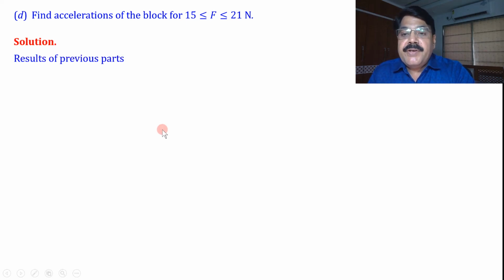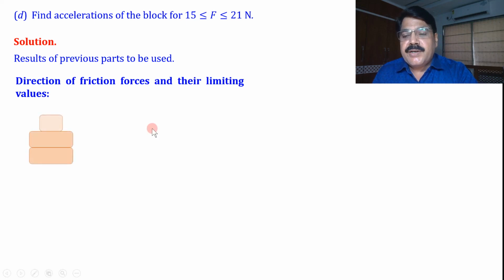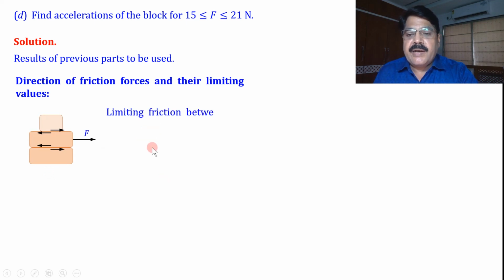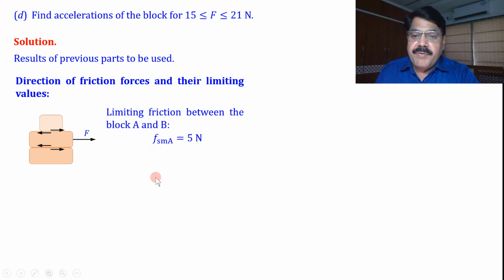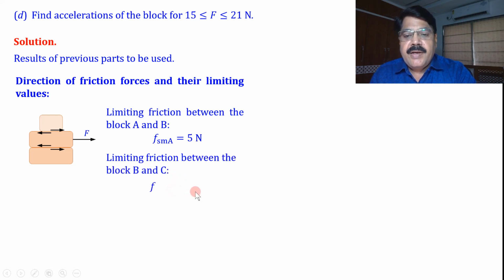Results of previous parts to be used. Direction of friction and their limiting values. I'm again writing them. So direction of friction is obvious, this way and that way. And limiting values, again we know that limiting friction between the blocks A and B, FSMA, is equal to 5 Newton, and limiting friction between block B and C, FSMB, was 6 Newton.